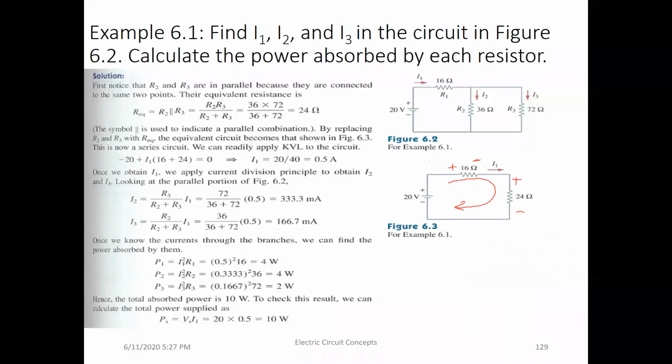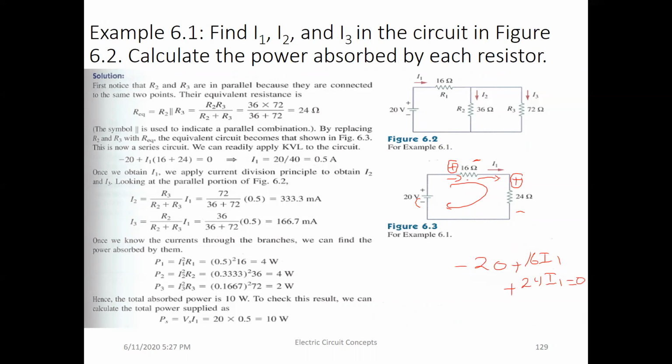Now we apply KVL. Since the arrow of the current is hitting the minus, this will be a minus 20. Then the voltage across 16 will be a plus because the current is first hitting the plus, so it will be plus 16 times I, the voltage drop across the 16 ohm resistance. Plus the 24 ohm, because the current is again flowing in this direction and hits the plus sign first, so it will be 24 times I1.